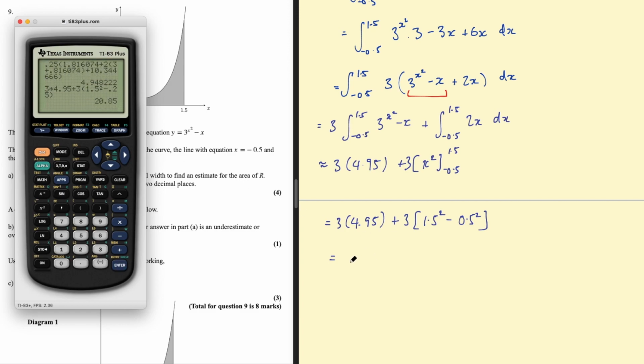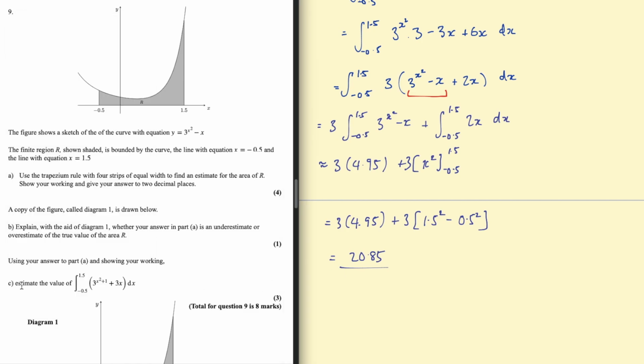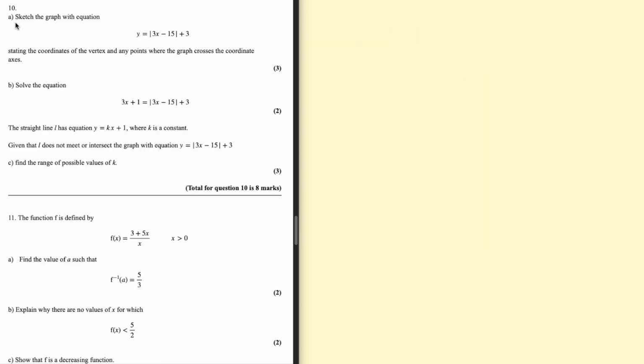And I get 20.85 as an estimate for that value. And that was question 9 for 8 marks. Question 10 says, sketch the graph with equation y equals the absolute value of 3x take 15 plus 3, stating the coordinates of the vertex and any points where the graph crosses the coordinate axes.